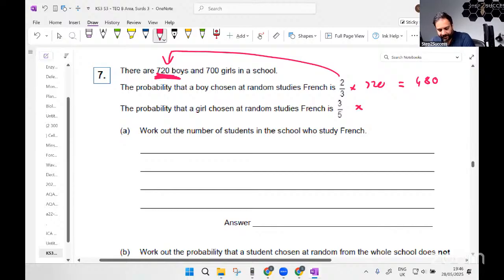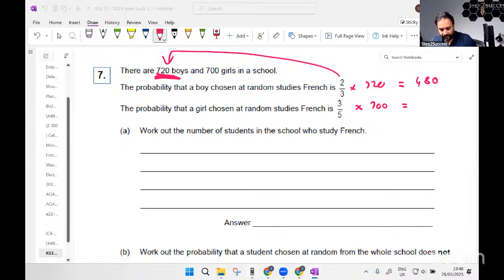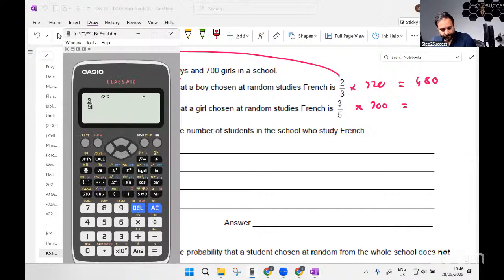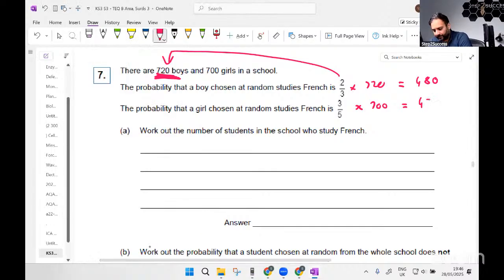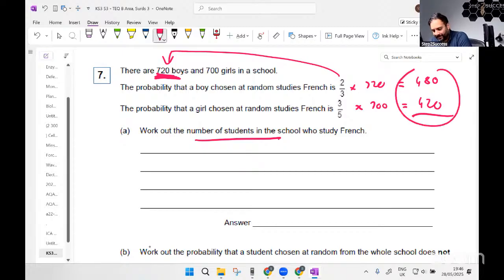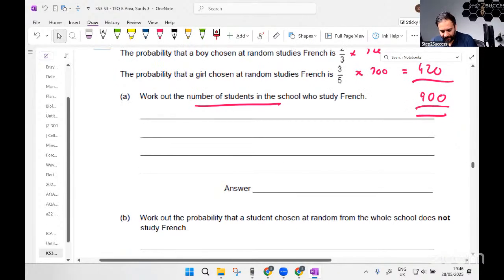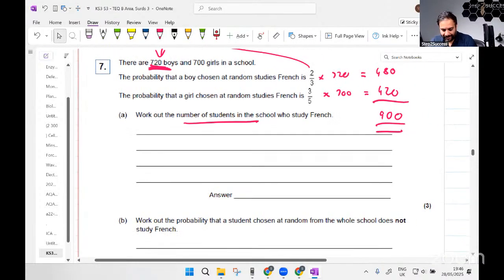The girls, there are 700 girls. 3/5 of them study French. 3/5 of 700 is 420. So 420 girls study French. The number of students who study French is the sum of this, which is 900. That's the answer. Work out the probability that a student chosen at random does not study French.